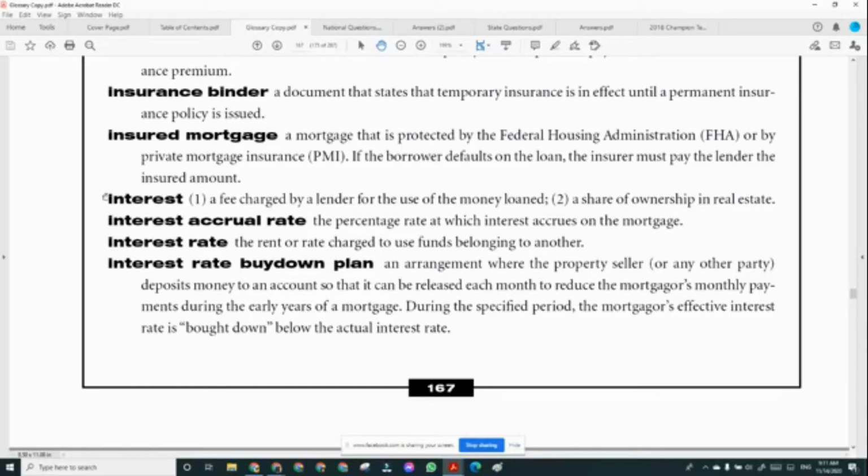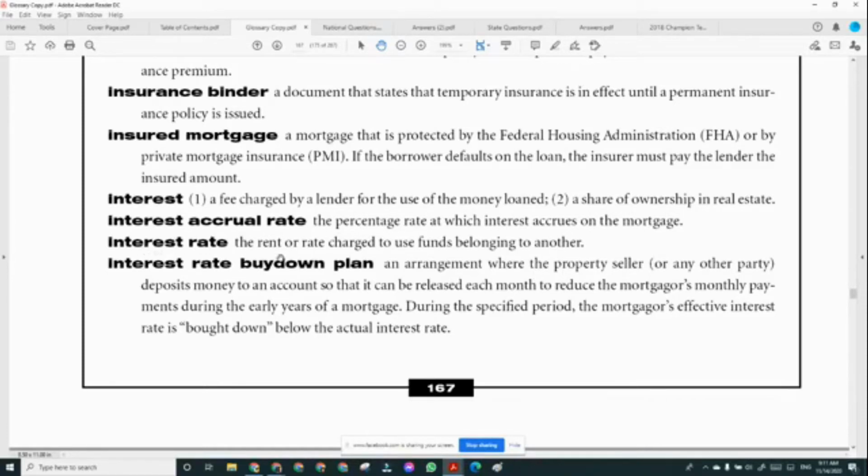Interest rate. So as I mentioned on the interest, you have a percentage ownership. So the interest rate is the actual number that is being charged for the use of funds belonging to another. And it could be to a private person, a hard money lender, which in the old days they would call sharks. They would loan money, and if you didn't pay, oh boy, they'd be after you like the mafia.